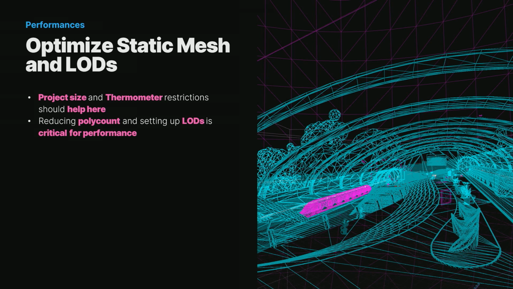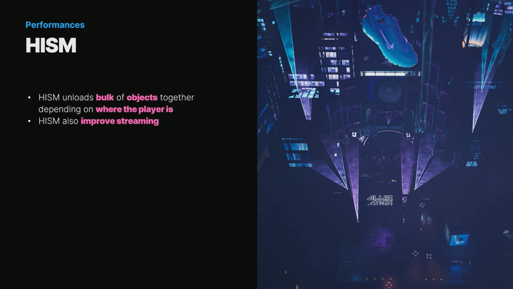After lighting, the next thing we want to look at is static meshes. If an island is under the project size and the memory restrictions, chances are that you already have optimized your static meshes. And once again, reducing poly count of a static mesh and reducing the resolution of textures will be better for performance. HISM are back, and yes, HISM are also great for performance because they will unload bulks of objects together based on where the player is. By doing so, HISM will help with performance and improve overall streaming when traveling across the island.